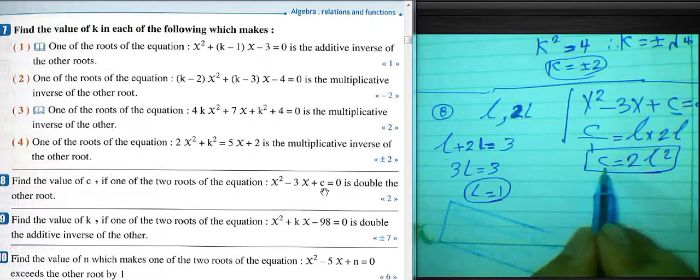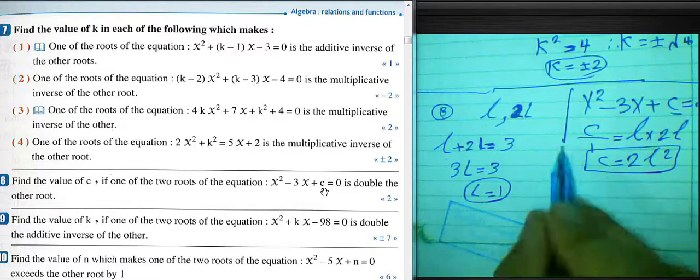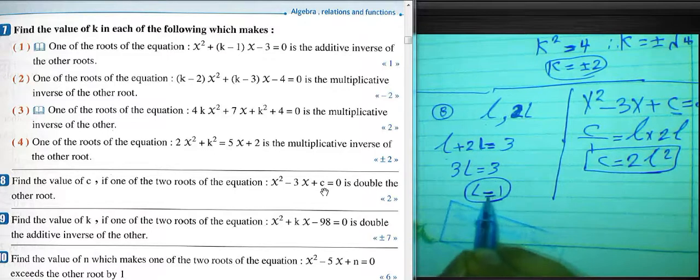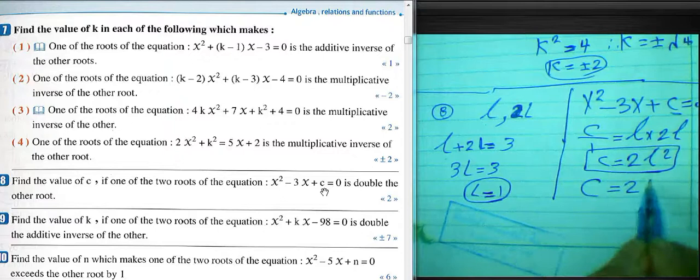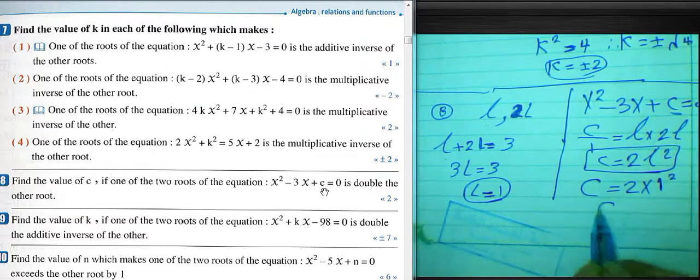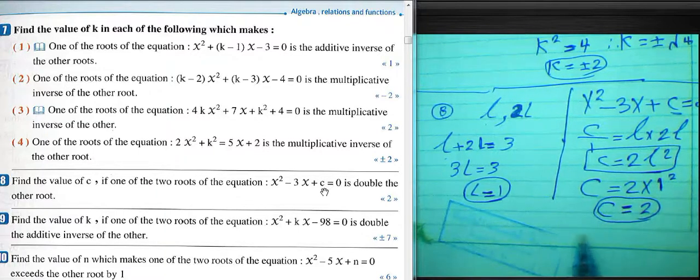We can find the result of c by letting L be 1. c equals 2 times 1². 1² equals 1, and 1 times 2 equals 2. So the letter c will be 2. This is the result for c. Okay, c will be 2.